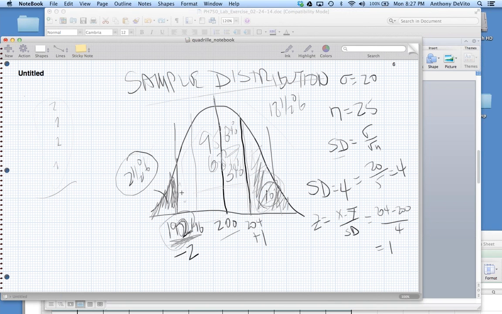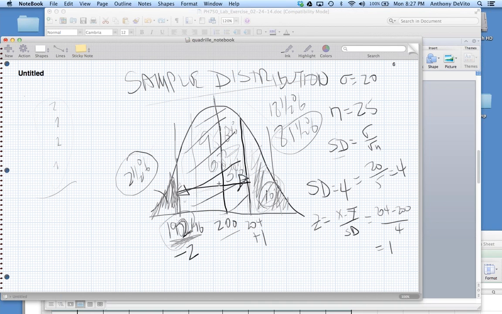So what's left is between these two numbers. It's going to be between here and here. Or it's going to be 81.5%. 81.5% of the means. If we took samples over and over again, 81.5% of the time, we would get a value for the mean of the sample that we took of size 25 between 192 and 204.